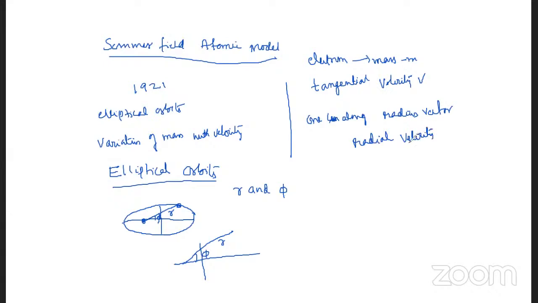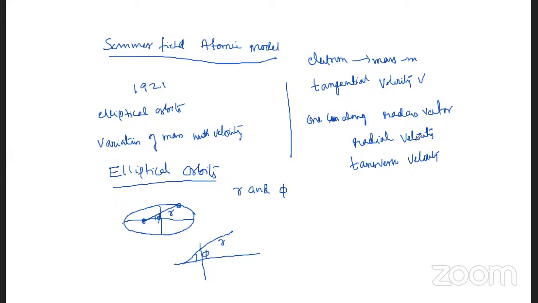And the other is perpendicular to the radius vector, which we'll call the transverse velocity. So one is a radial velocity and the other is a transverse velocity, because the tangential velocity is resolved into two components.